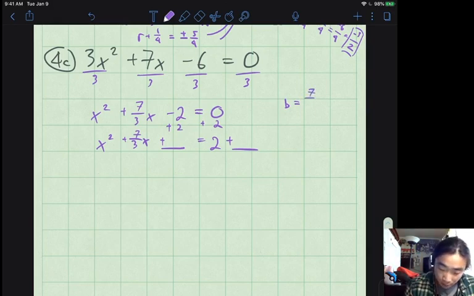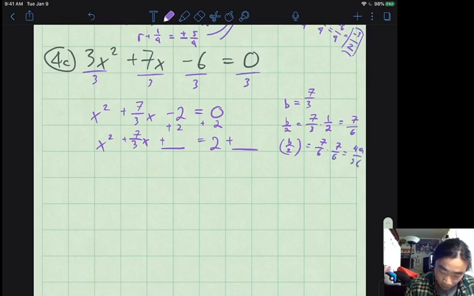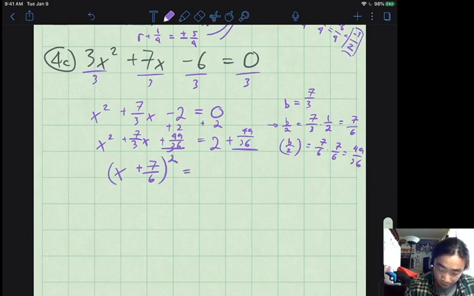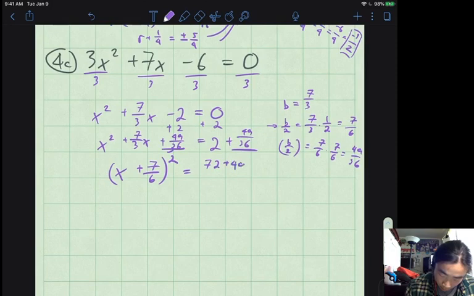B here is 7/3. B over 2, we can think about it like multiplying by the fraction 1/2, is 7/6. B over 2 squared is 7/6 times 7/6, 49 over 36. B over 2, nice and handy, we already have it written. 7/6 squared equals 2 plus 49 over 36, which is 121 over 36. Nice.